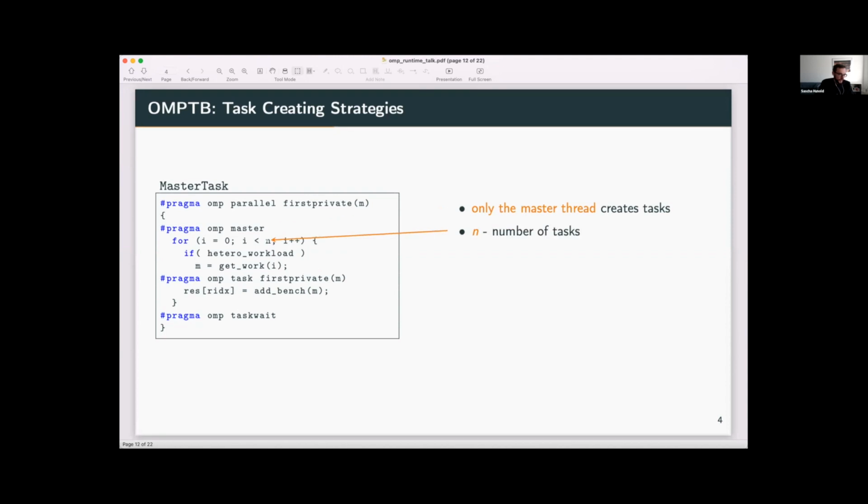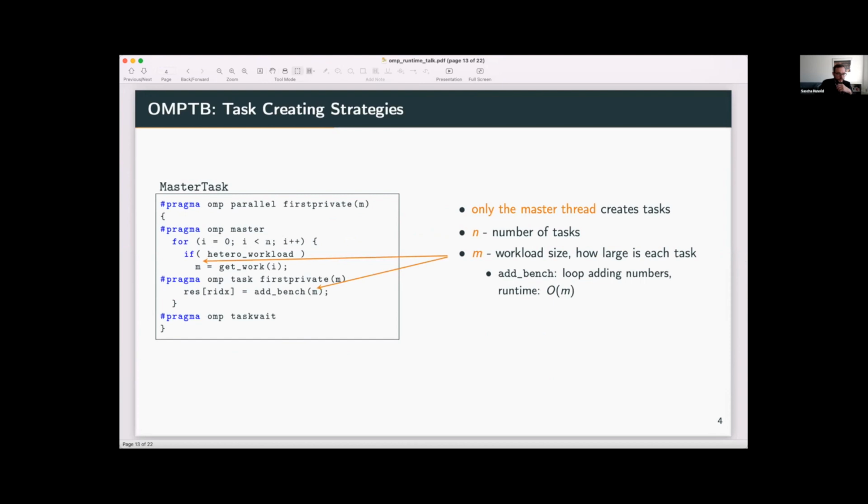We create exactly n tasks, so that's one variable we can vary. And we also need to know how much work is done by each task. I call that work Tbench. It's just a simple function that has a runtime of O(m), so it's linear in m. So we present it with m, and we get some kind of work done linear in m.